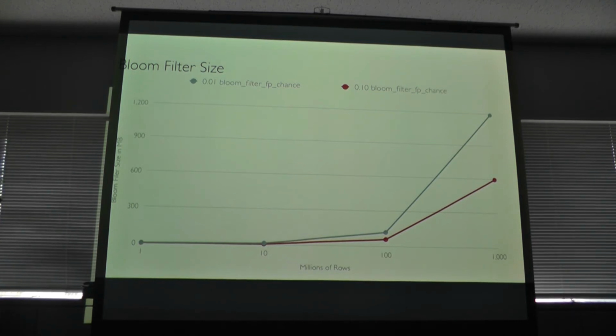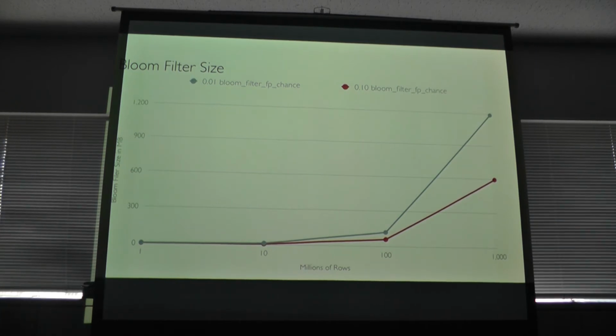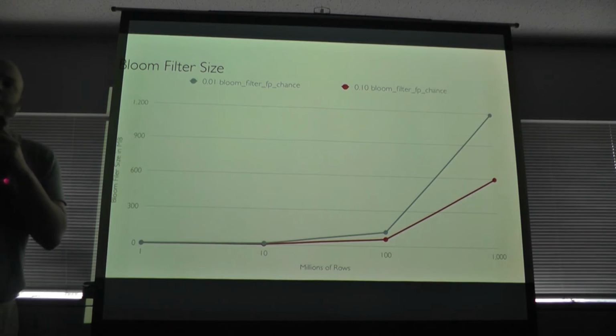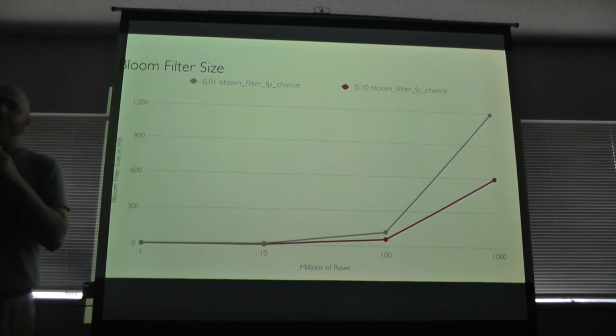When we scale up to 1 billion rows, 1 billion keys stored on the node, at 0.01 for the bloom filter FP chance, we have to store about 1.2 gigabytes of bloom filter in memory. And for the 0.10 bloom filter FP chance, we store approximately 600 megabytes.